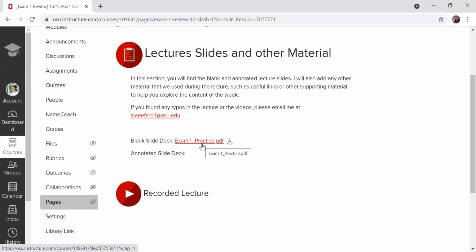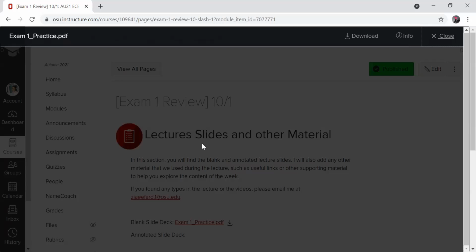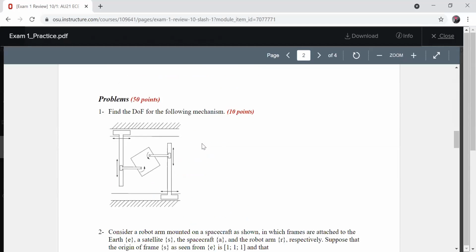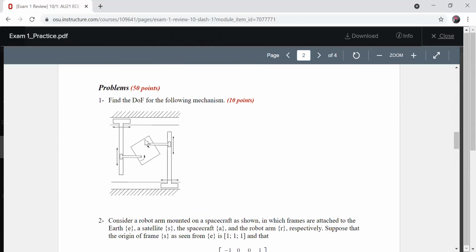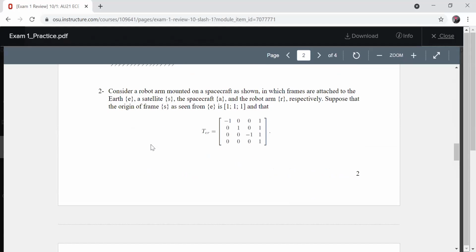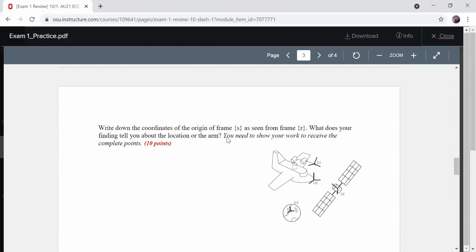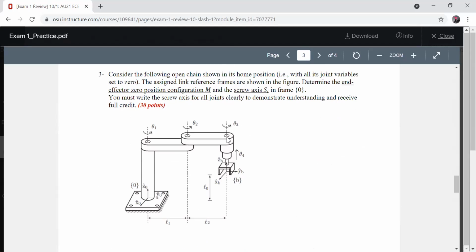So you know that, for example, like here, there's going to be something about degree of freedom system, right? There's going to be something about transformation matrix. There's going to be something about screw axes and POE method. But the question obviously is not going to be this, right? I've changed the example, but it will be a question about this topic. So when you're studying, you know.